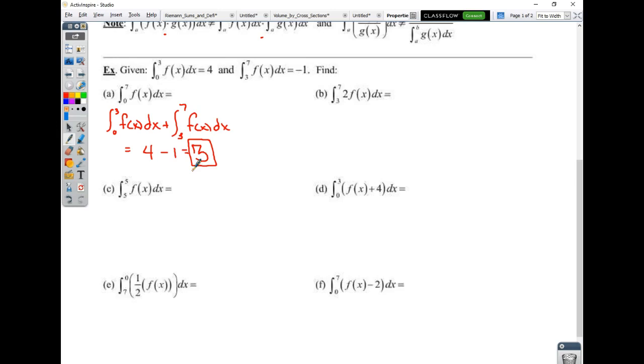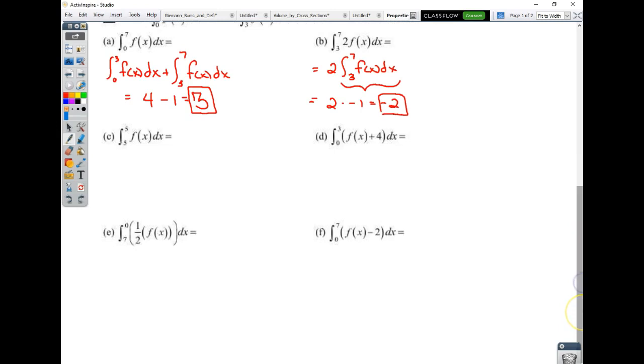If I were to give you the integral from 3 to 7 of 2f of x, that constant multiple is where we would come in. We would take that 2 and factor that out. At this point, we know what the integral from 3 to 7 is. That is -1. And we say that our answer is -2.